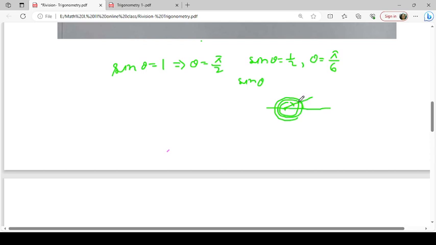So sine of pi by 6, so when we say about this angle, then this is pi minus pi by 6, this is also pi by 6. So it is p by b, so the value is same.